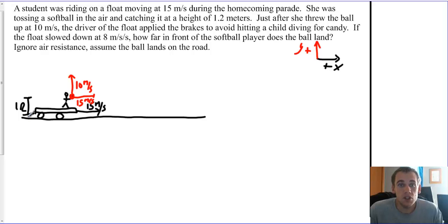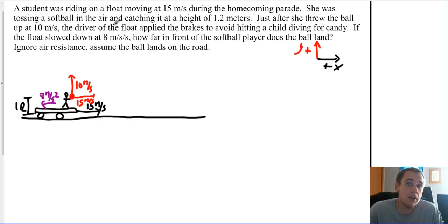Let's see. Just after she throws the ball up, the brakes get applied, 8 meters per second. So whoa, all of a sudden this float's going to start slowing down. We have an acceleration. Okay? But it's after the ball is tossed. So we have an acceleration of 8 meters per second. How far in front of the softball player does the ball land?